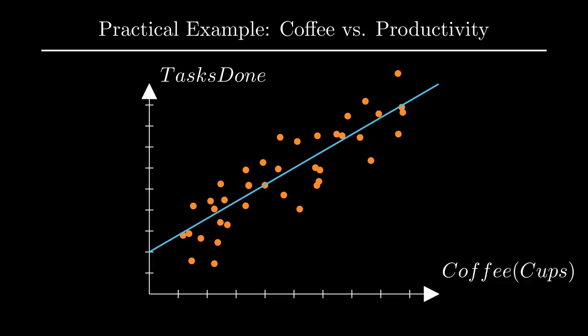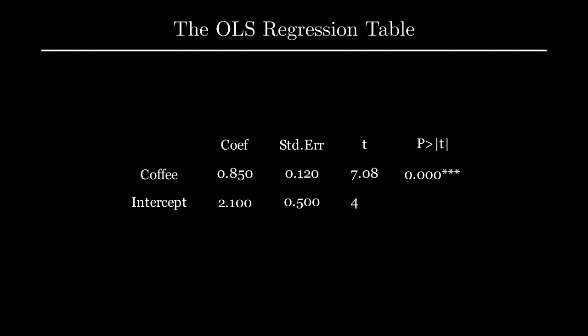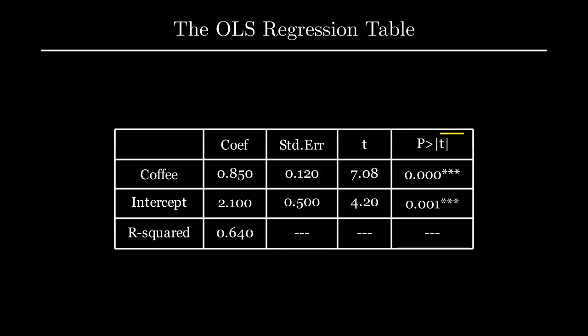At first glance, it's overwhelming. You see terms like R squared, Adjusted R squared, and F statistic, but your eyes immediately dart to the P greater than or equal to T column. You see those little stars next to the numbers. Why are they there? What do they actually tell us about our coffee and productivity?